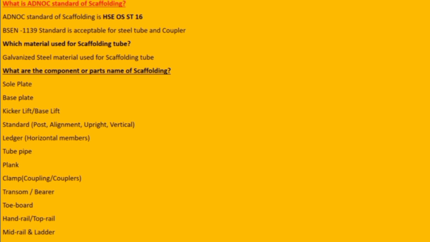What are the component or parts names of scaffolding? Answer: sole plate, base plate, kicker lift, standard, ledger, tube, plank, clamp, transom, toe board, handrail and midrail. All these are components or parts names of scaffolding.